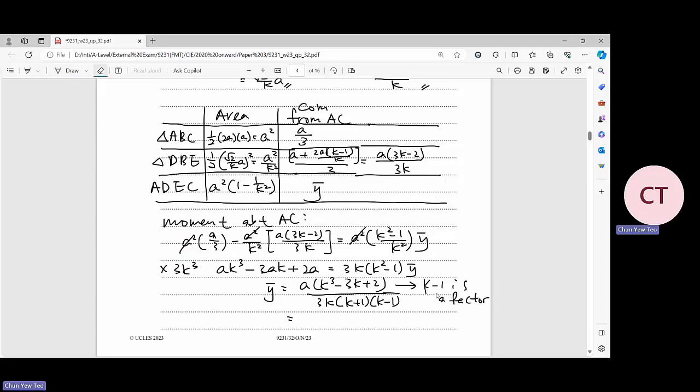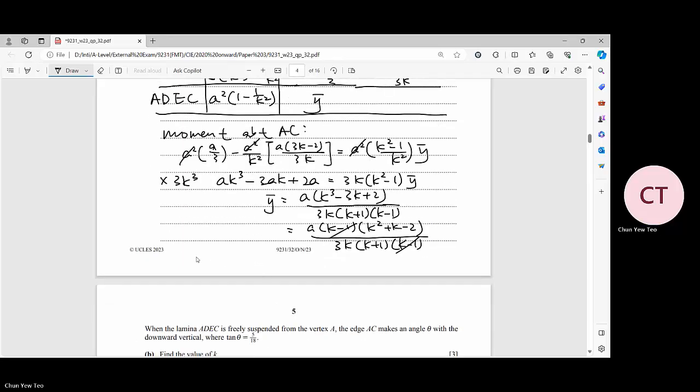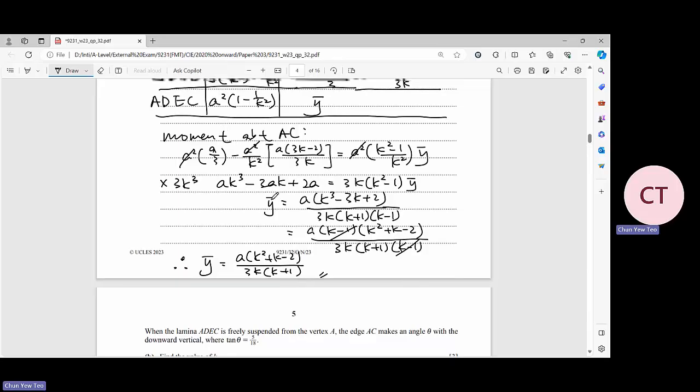So if you know it, then you can do it like that. That will make your step easier. So here we factorize the K minus 1 out. Then we have A, K square plus K minus 2, divided by 3K, K plus 1 and K minus 1. You can see the K minus 1 can be cancelled off. So therefore, my bar Y will be A, K square plus K minus 2, divided by 3K and K plus 1. That will be the answer for part A.